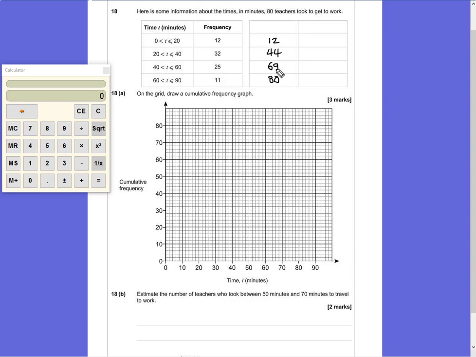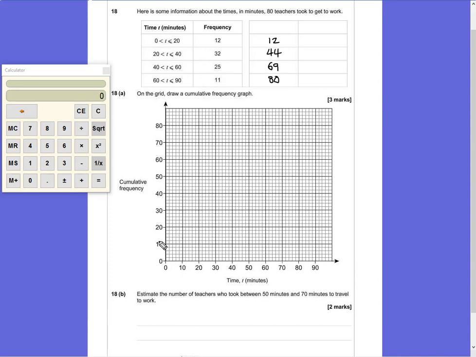When plotting a cumulative frequency graph, what you are looking to do is to plot these numbers at the end of the group. So between 0 and 20 minutes, there are 12 people. We don't know exactly where those 12 people are. They could all be 20, they could all be near 0. So this becomes an estimate, and this will help us later on.